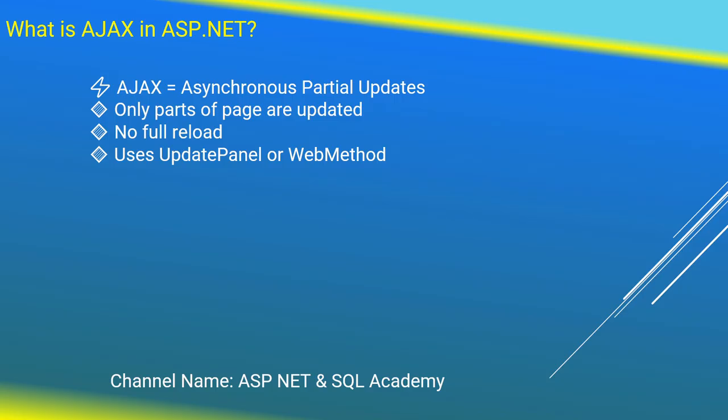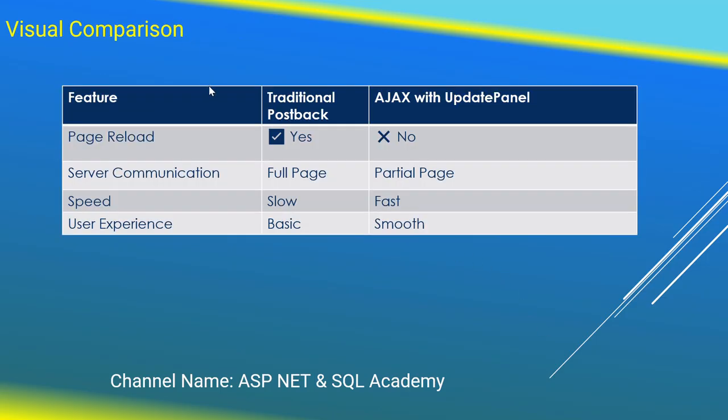AJAX stands for Asynchronous JavaScript and XML. In ASP.NET, it means only the necessary part of the page is refreshed, reducing bandwidth and improving UX. Let us see a side-by-side comparison. AJAX eliminates full page refreshes, resulting in faster response and better usability.